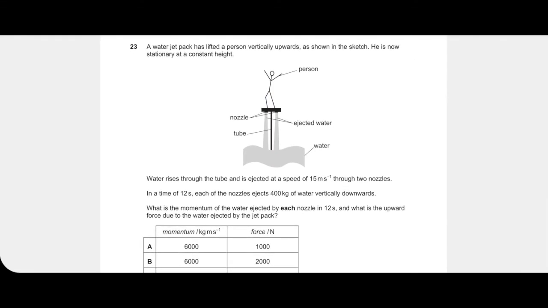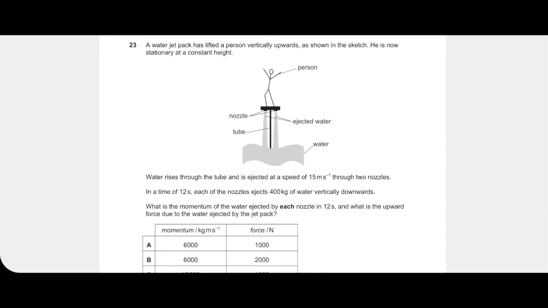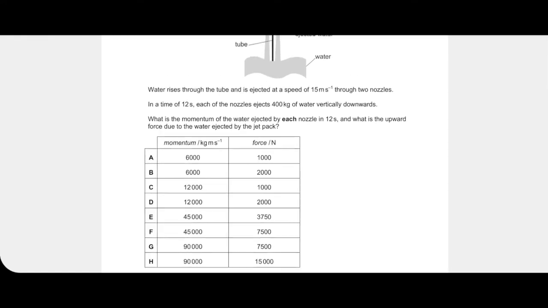Question number 23. A water jet pack has lifted a person vertically upwards as shown in the sketch. He is now stationary at a constant height. There's a diagram. Water rises through the tube and is ejected at a speed of 15 meters per second through 2 nozzles. In a time of 12 seconds, each nozzle ejects 400 kg of water vertically downwards. What is the momentum of the water ejected by each nozzle in 12 seconds? And what is the upward force due to water ejected by the jet pack?